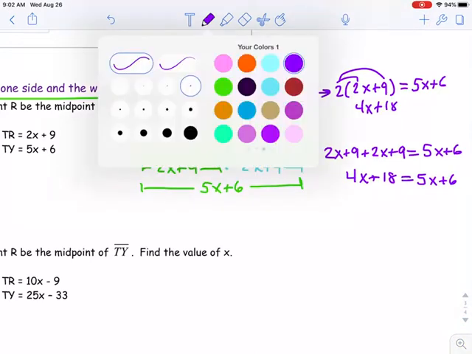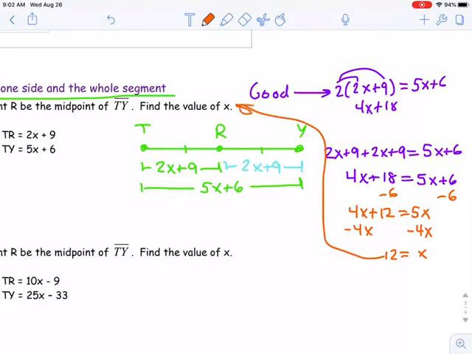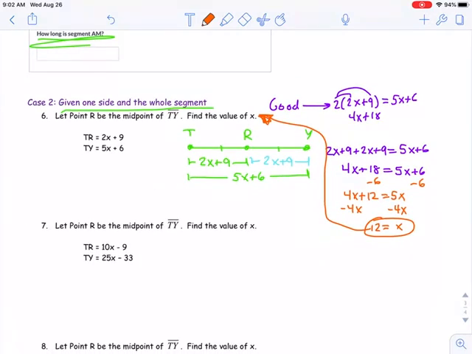Usually I like to try to get good at one technique, master it, and then use that all the time. So now I'm going to get 4x plus 12 equals 5x. I'm going to subtract 4x from both sides, and I'm going to get 12 equals x. And let's read the problem. It told me to find the value of x, so I'm done.